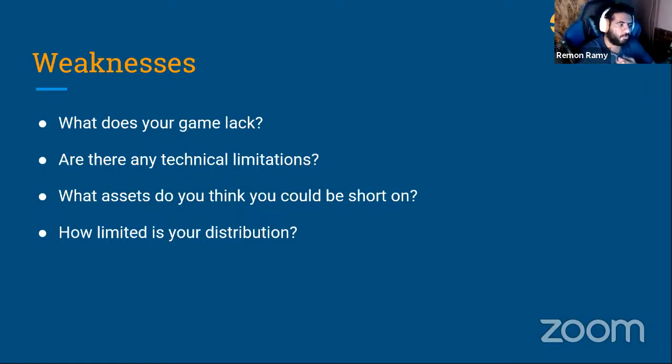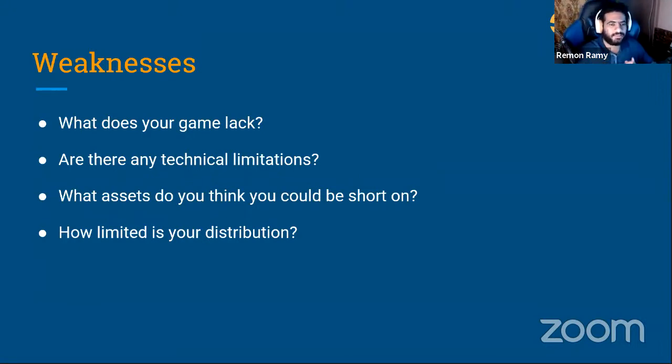If you're going for mobile, then your graphics may be a little bit limited because you want to support a wider range of devices, and not everyone has a really good mobile device that can render the games that you're trying to provide. So you might find yourself wanting to lower the level of graphics when you're targeting mobile, for example. What assets do you think you could be short on?